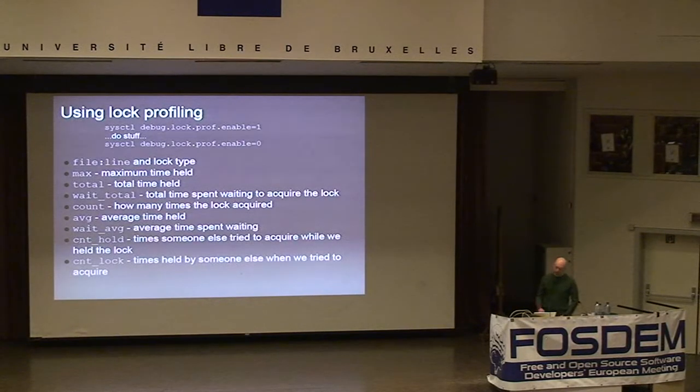Okay, so how do you use this? You enable a sysctl, do your workload, and then turn it off, and there's another sysctl I'll show on the next slide, which dumps the output. The data that's recorded are things like the file and line in the source code where the lock operation was defined, either the mutex acquire or the SX acquire or so on. And then it aggregates useful statistics like what is the maximum time this lock was held. So this shows you perhaps there's a code path where it's doing a very slow operation while holding a lock.